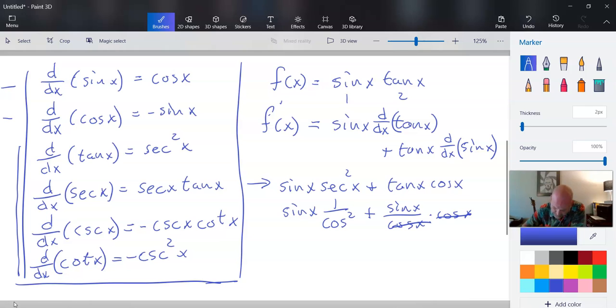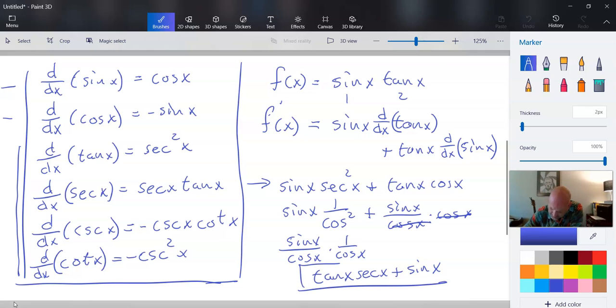I think we could also look at this. I could rewrite this as sine x over cosine x times 1 over cosine x. So this is now tangent x secant x plus sine x. That would probably, because I don't have any squares or anything like that, be the preferred form. But again, without any context, you don't really know which form is going to be the best form here.